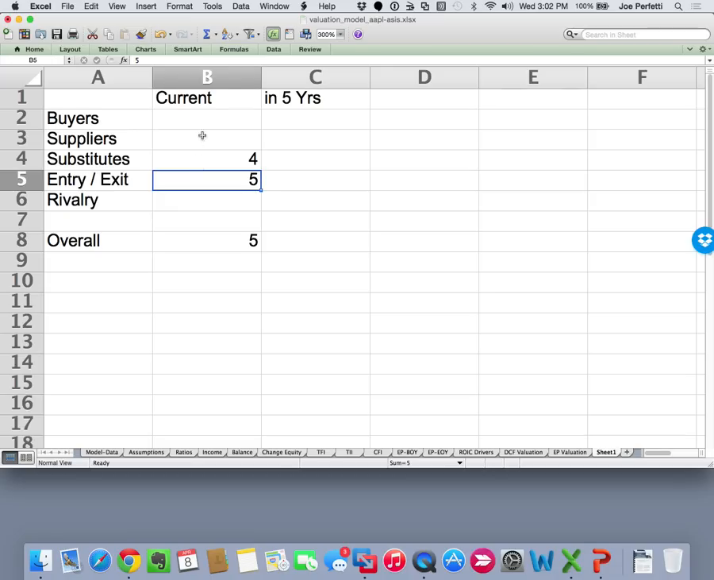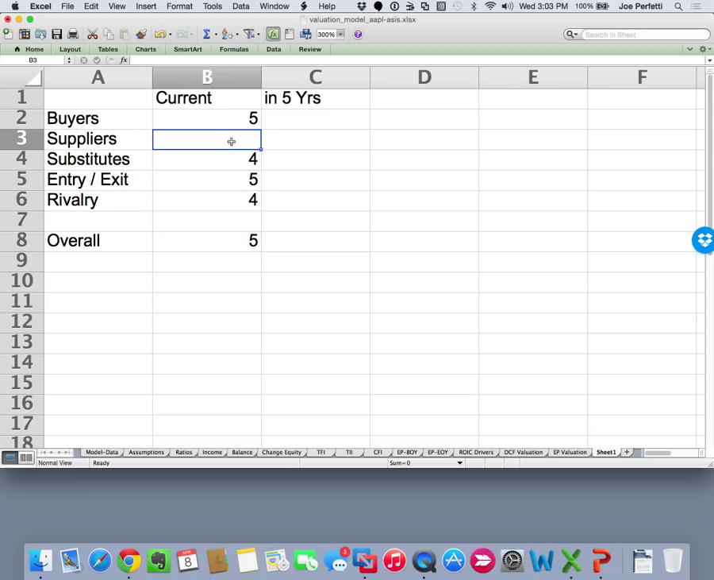Which also suggests that the rivalry is probably not as intense as we otherwise would think. Because they're not competing on just price. Right? They're competing on features and functions, and the market is still growing fast enough that they don't have to fight to the death.